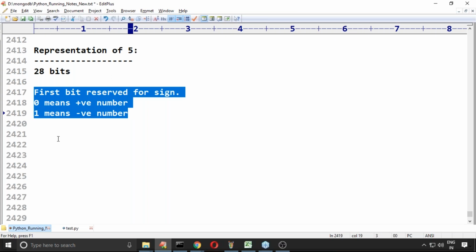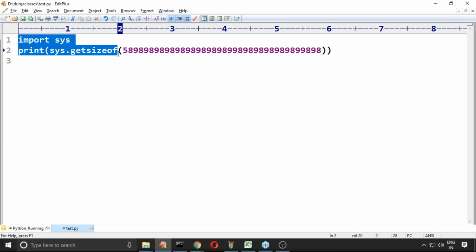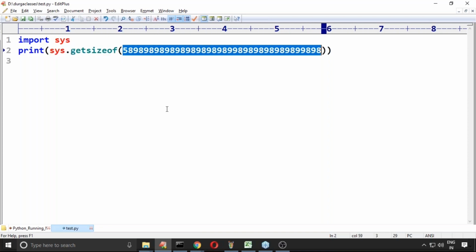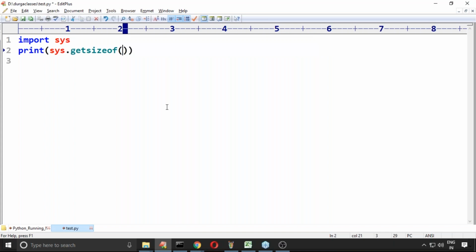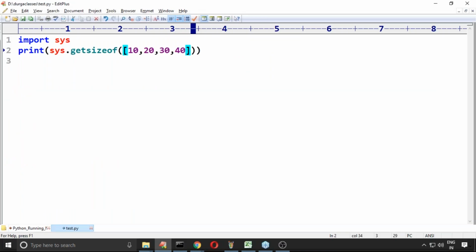Now, is there any common method to find size? Am I using any special one? It is a common method only. In the sys module, you can call getsizeof on whatever value you are going to specify. Internally, it will show how many bits are reserved. Here it is a common method only. You can pass a list object like 10, 20, 30, 40 and see what its size is. Without using the Python virtual machine, there is no way.